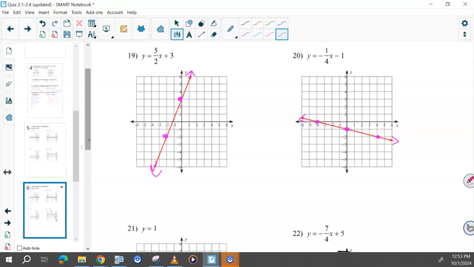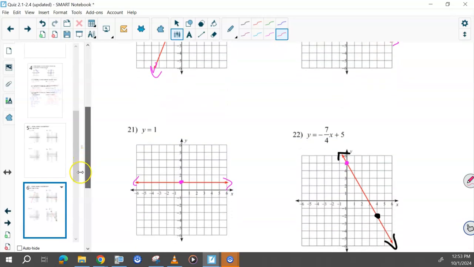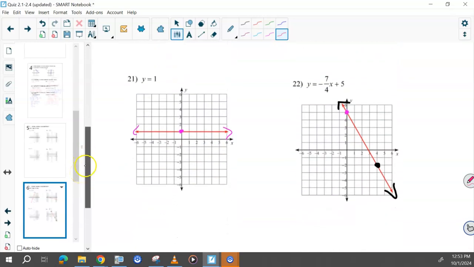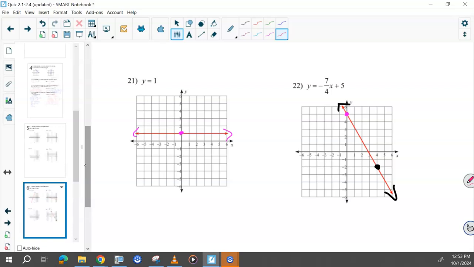20, similarly, start at negative 1. I can go up 1 to the left 4, but make sure I'm doing that on both sides. And draw arrows. 21 should have been just a horizontal line at 1 on the y-axis. And then 22 started at positive 5, and we could go down 7 to the right 4 and draw arrows. Questions on any of those?